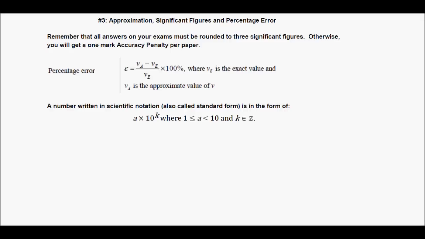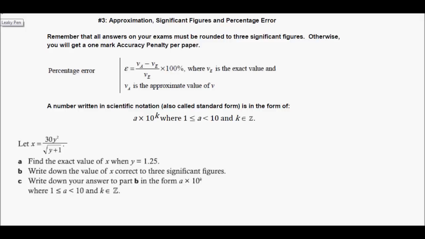So this is the formula that's given in your formula booklet for percentage error. It's pretty straightforward. Another thing you need to know here is scientific notation, also called standard form in some of the British textbooks. So A times 10 to the k, where A is greater than or equal to 1 but less than 10, and k is an element of the integers. Just a couple things. Again, these are usually paper 1 problems that are pretty straightforward. So let's go ahead and do one.